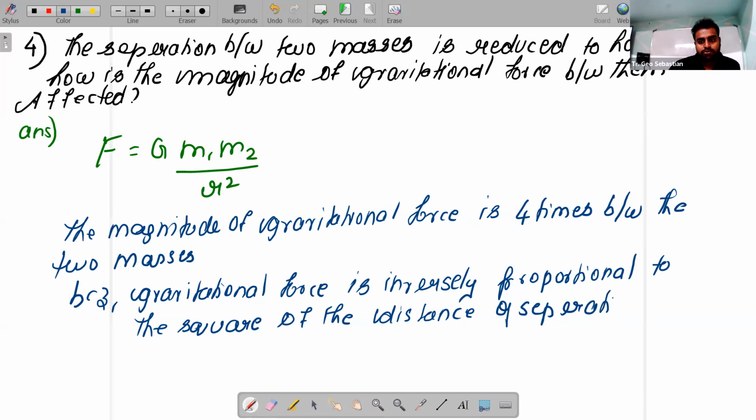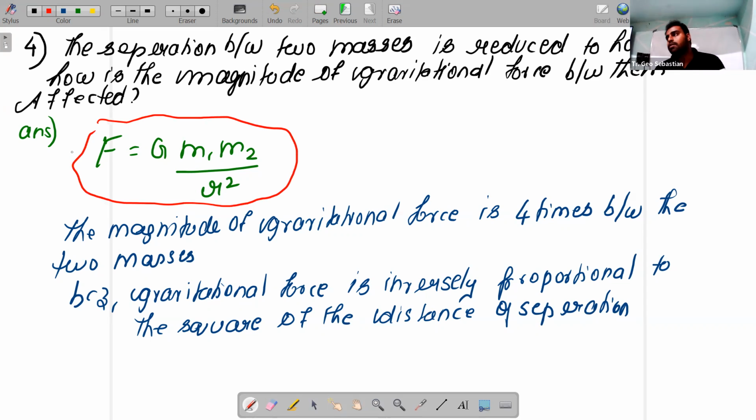I hope you guys know this. Already we understood this when I was taking this class, right? During the regular class, sir already explained this. Once again, I'm giving this. All are important questions, concept type questions they will ask. So the separation between two masses is reduced to half. Then what happened to the gravitational force between them? It will become 4 times.